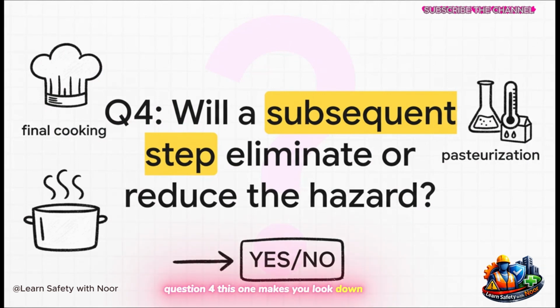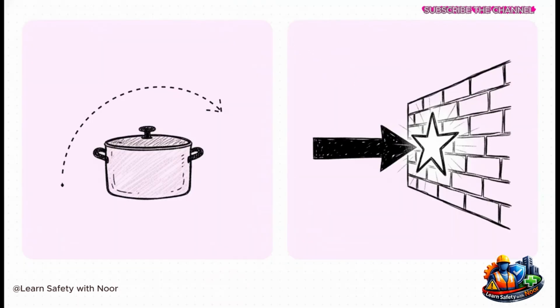And that brings us to the final check, question 4. This one makes you look down the road a bit. You have to ask, will a step later on in the process get rid of this hazard or at least reduce it to a safe level? Like that final cooking step before packaging. So here's the final decision point. If a later step is going to take care of the problem, then this current step isn't your CCP. The control is somewhere else.